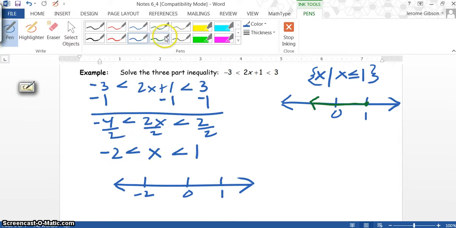Now if you notice, none of these values are or equal to. So we will have an open circle on negative 2, open circle on 1. Now this is x is greater than negative 2 but less than 1. So we will connect these values. And we're done.